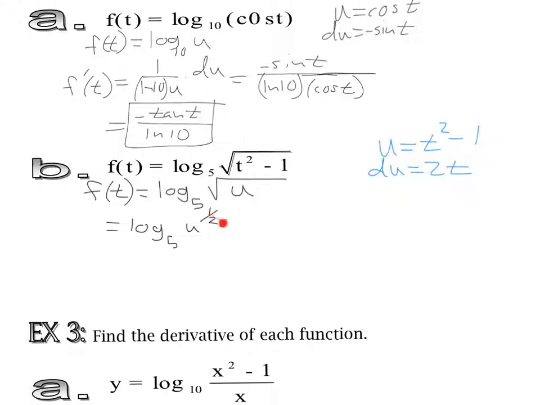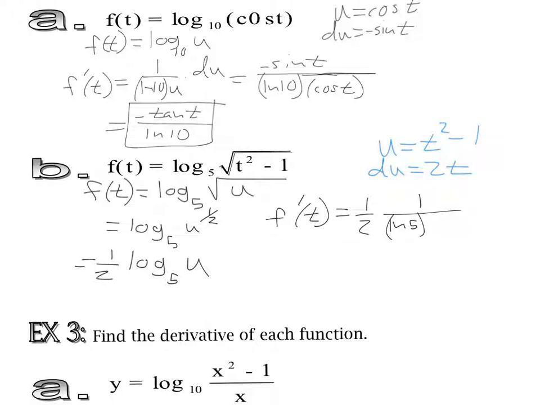And remember, your rules of logs say that if you have an exponent out here, you can make it a coefficient. So we can actually just say this is 1/2 log 5 of u. And remember, coefficients just stay coefficients, so this is going to be nice and easy. The derivative now is just going to be 1/2, and the derivative of log 5u is going to be 1 times the natural log of 5 times u times du.